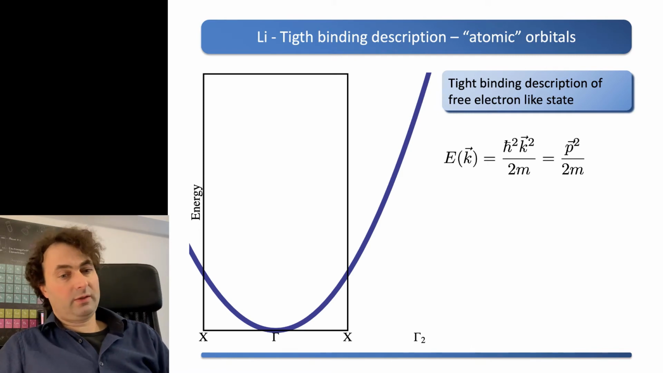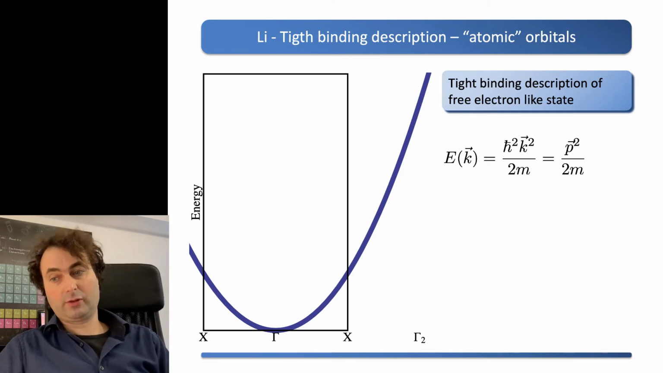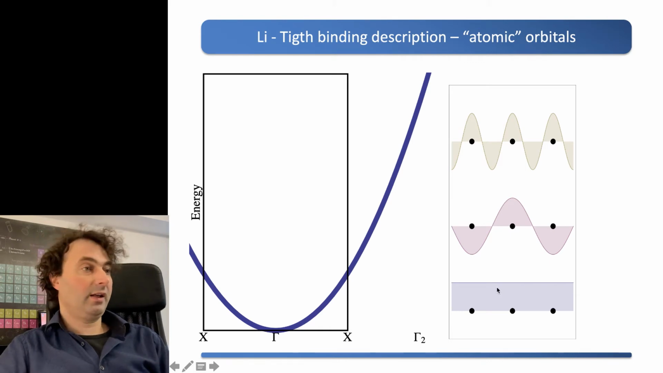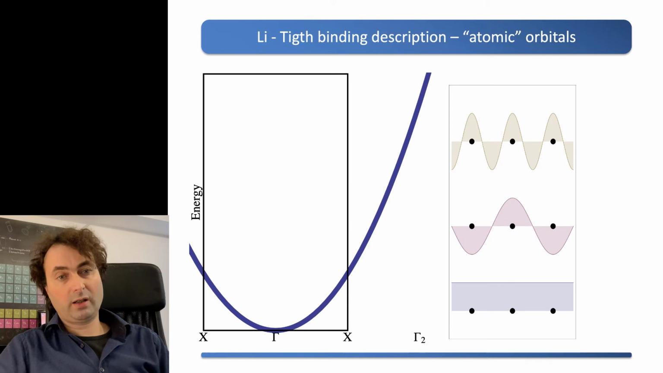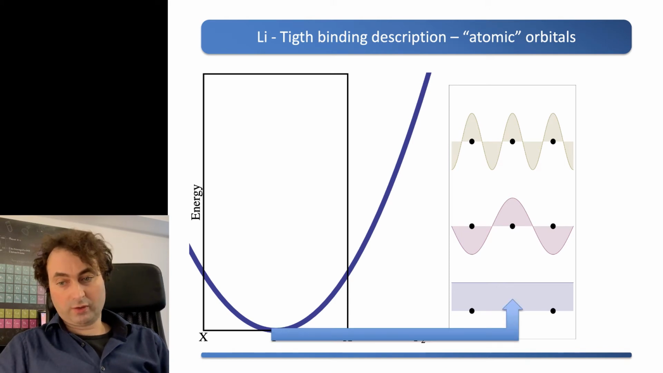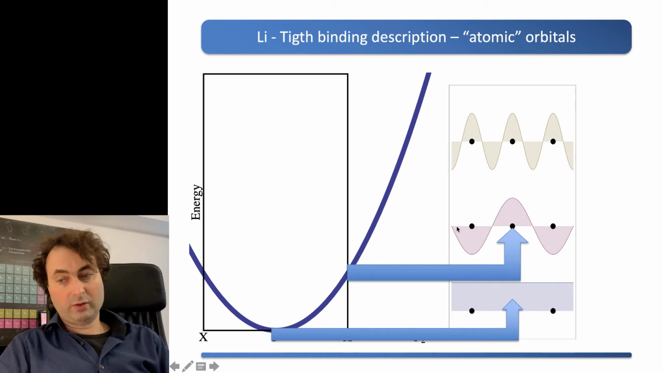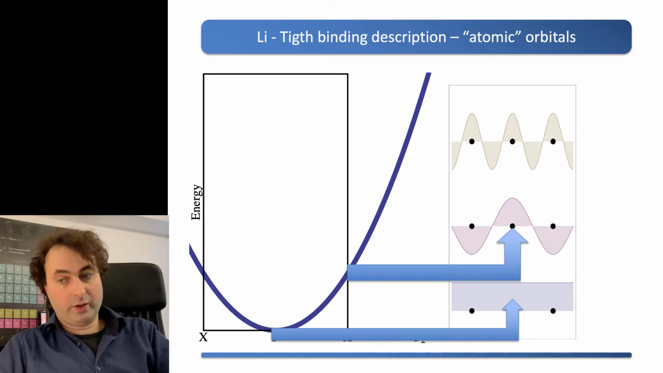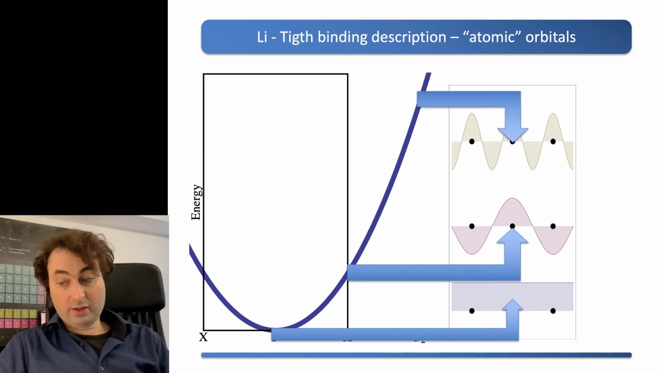So how can we make tight binding like wave functions starting from free electron-like states? If you look at the free electron wave function, then at gamma it's e to the i k x, or k r, k is 0, so it's just going to be a constant. At the zone boundary, e to the i k x, at k is pi over a, you have exactly a change of phase with a lattice constant. So the phase is plus minus, depending on where you are in real space.